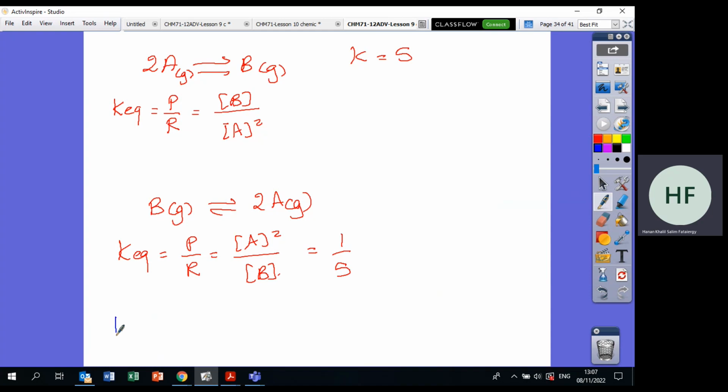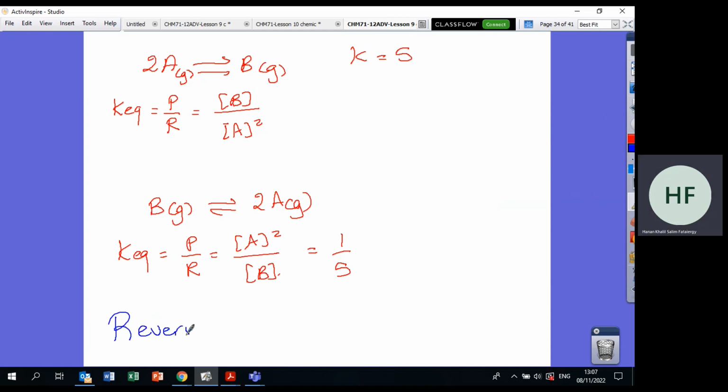So the rule is if we reverse the reaction, we flip K. So K will be 1 over K. Okay, unlike delta H. Delta H, when we reverse the reaction, it will be negative. But here, no, we flip the K.